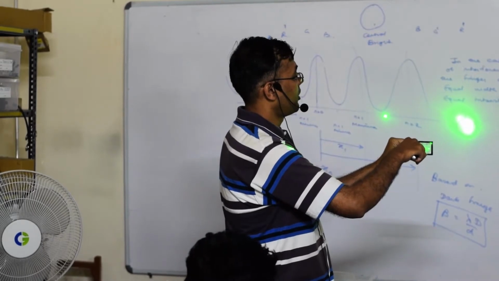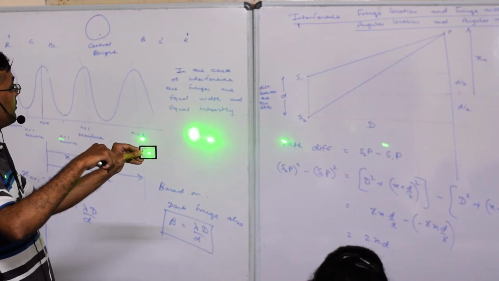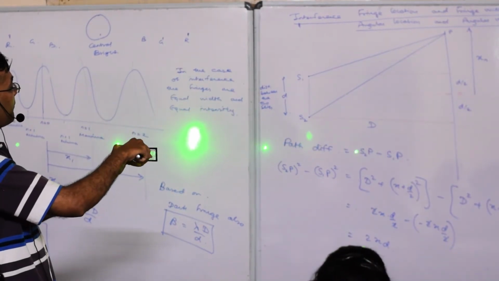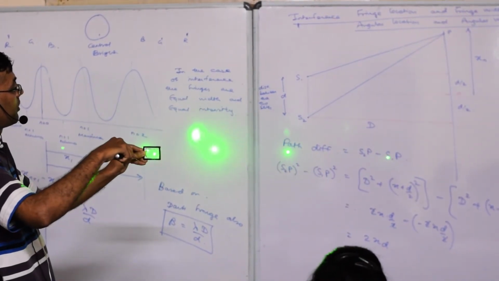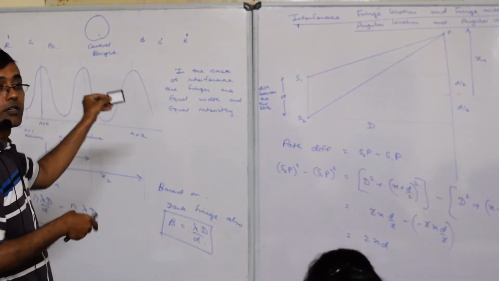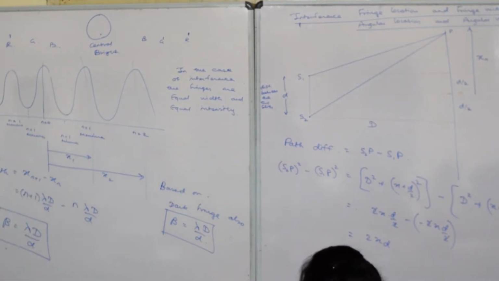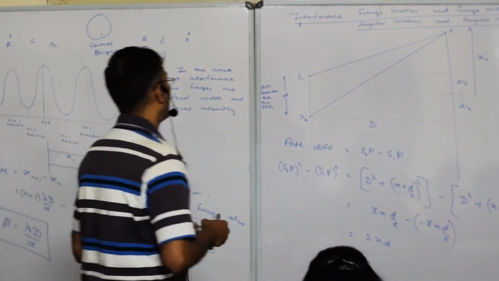But see what happens if I move this laser here. Is there any change here? So that means where the source is kept, it doesn't matter. It's only between the slit and the screen. So that's why it is not appearing in the formula. It doesn't matter where the actual source is.